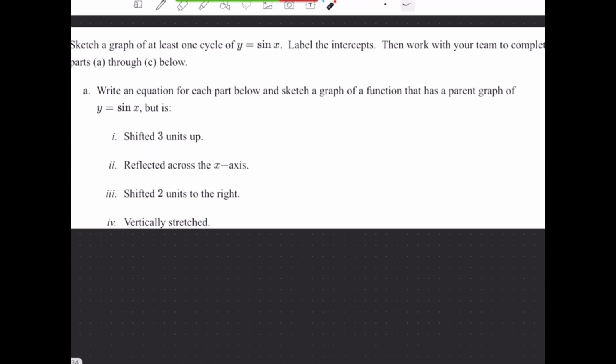So you guys are going to mess around with Desmos a little bit, and for today, we're just looking at the sine function, and we're going to see if we can work on translating that sine function. All right. And so ultimately, they want you guys to be able to write an equation that shifts it up, that reflects it over the x-axis, shifts it 2 units to the right, and does a vertical stretch.